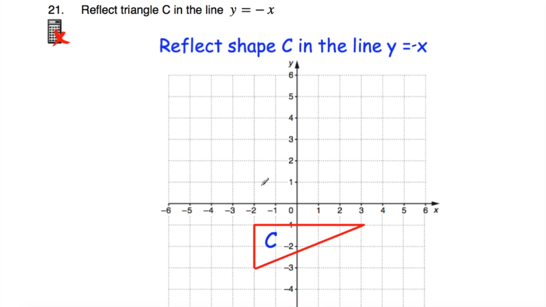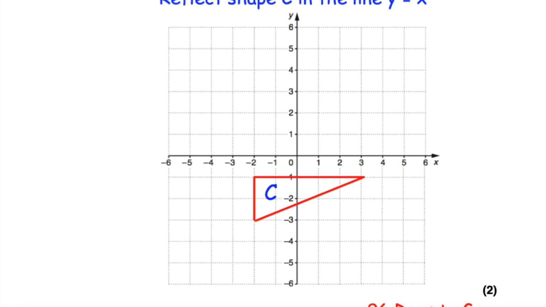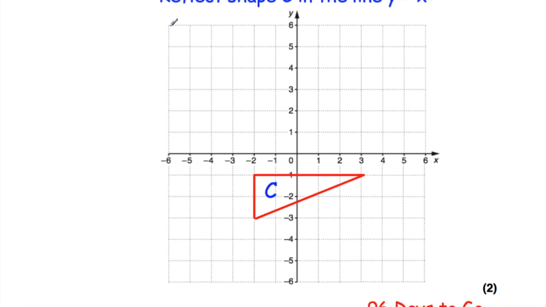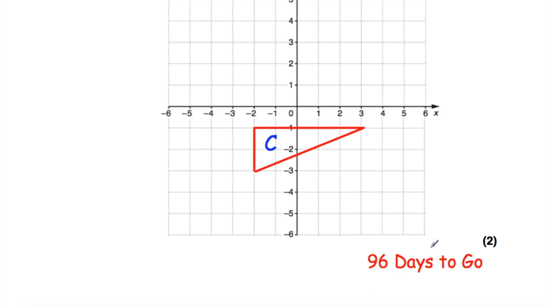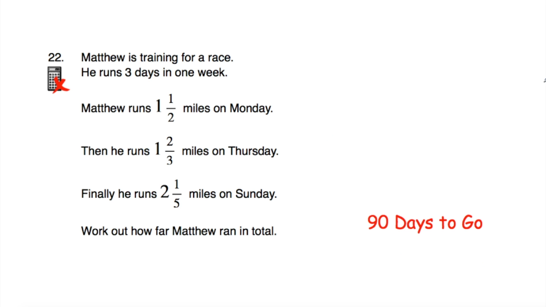Question number 21, we've been asked to reflect this triangle in the line y equals minus x. So we've got this triangle, and my hint for you is just think where the mirror line would be. If it's y equals minus x, remember it's going to have a gradient of -1, it's going to pass through 0, so it's going to go through the points 1, -1, 2, -2, and so on. So it's going to be a diagonal line looking like that, and that's the mirror line, and then you just need to reflect it. And we covered reflections with 96 days to go. Okay, next question, question number 22.